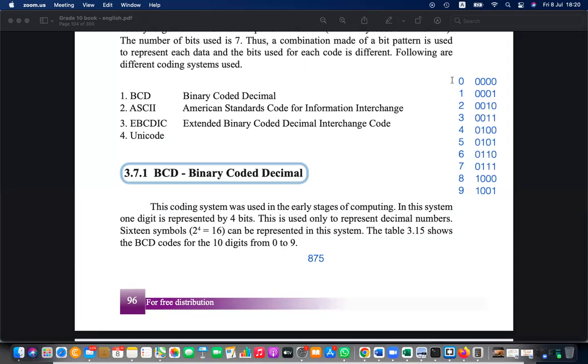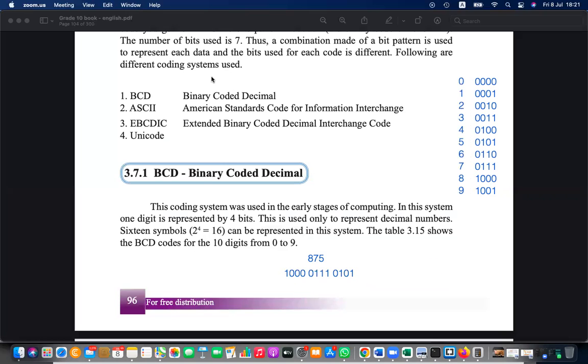For all these things we need representation. 875 can be represented. 8 is what? What is the code for 8? See this table and tell me. The code for 8 is 1000. The code for 7 is 0111. The code for 5 is 0101. Okay, this is 875 in BCD.